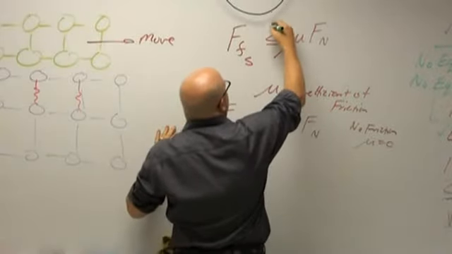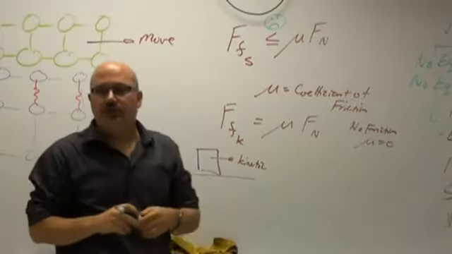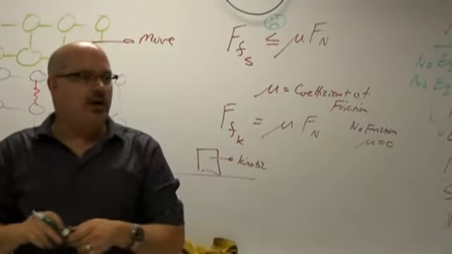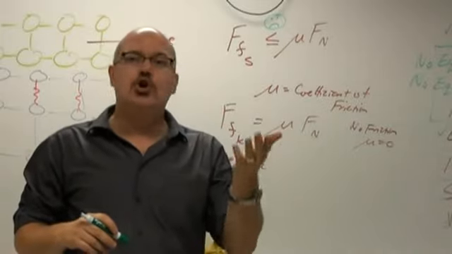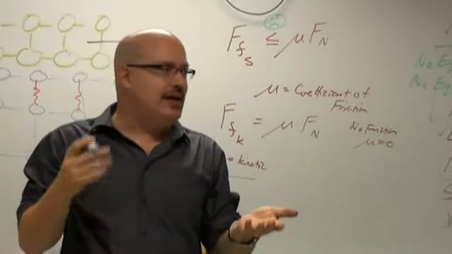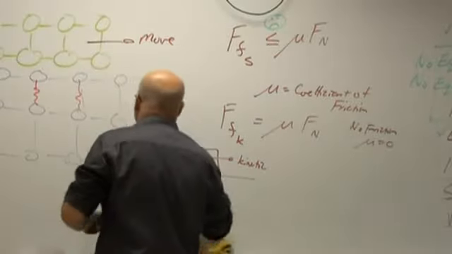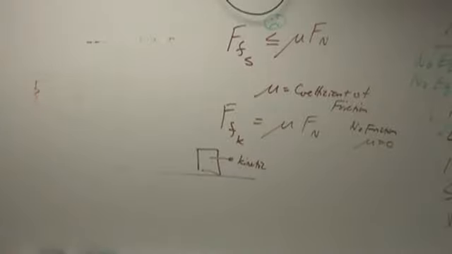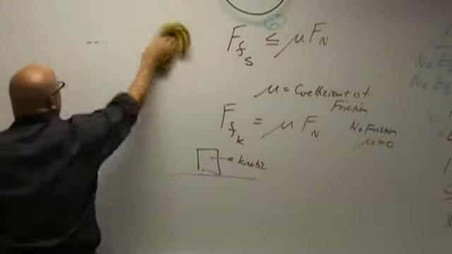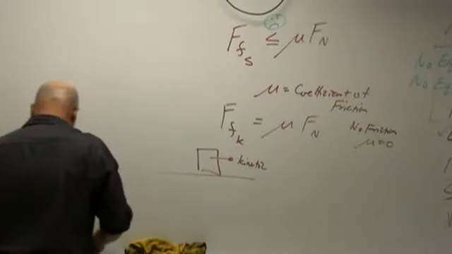Okay. Frowny face. Be very, very careful of this equation. This is a decoy equation. It tells you what the maximum friction could be, but it doesn't necessarily tell you what it is. Let me give you an example.